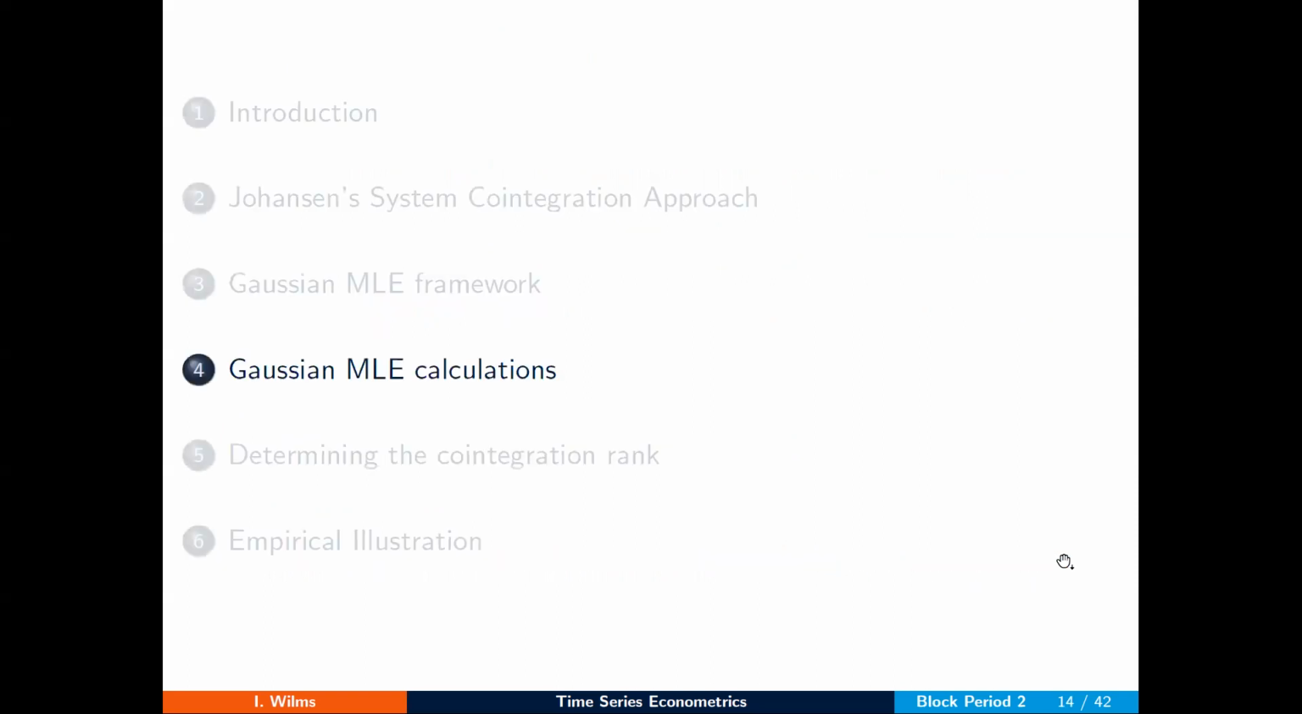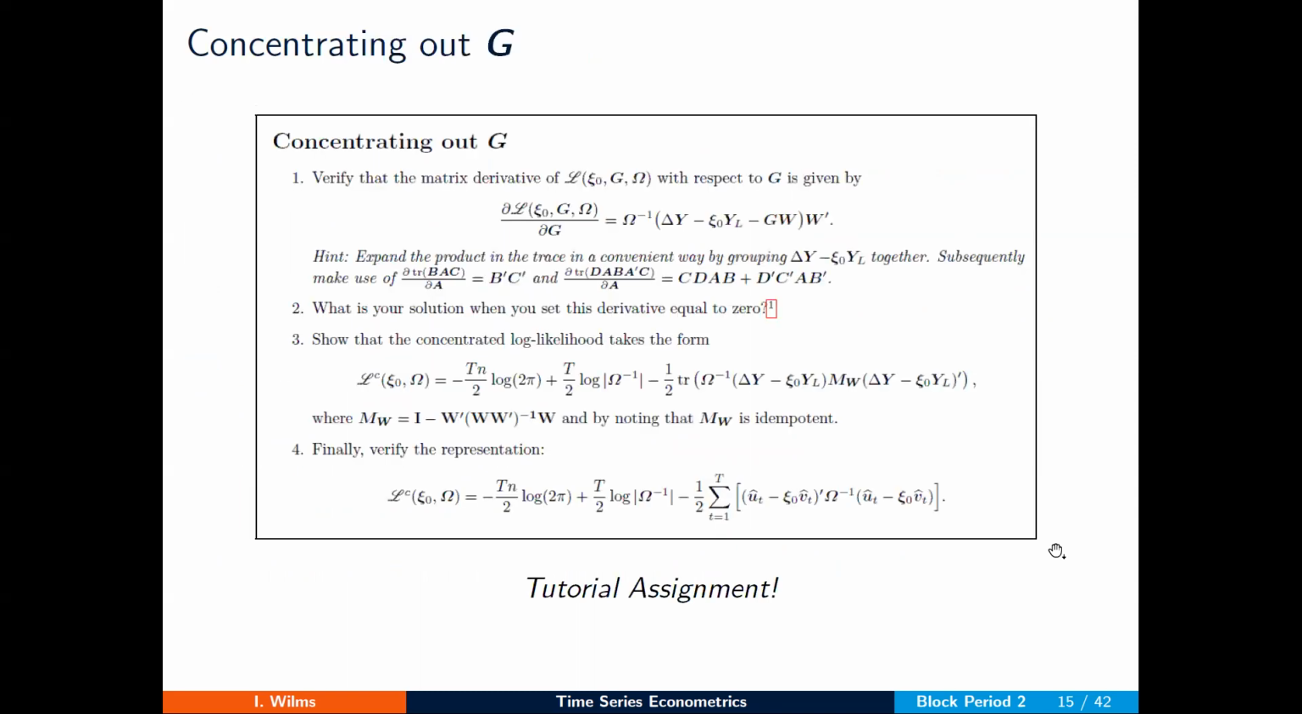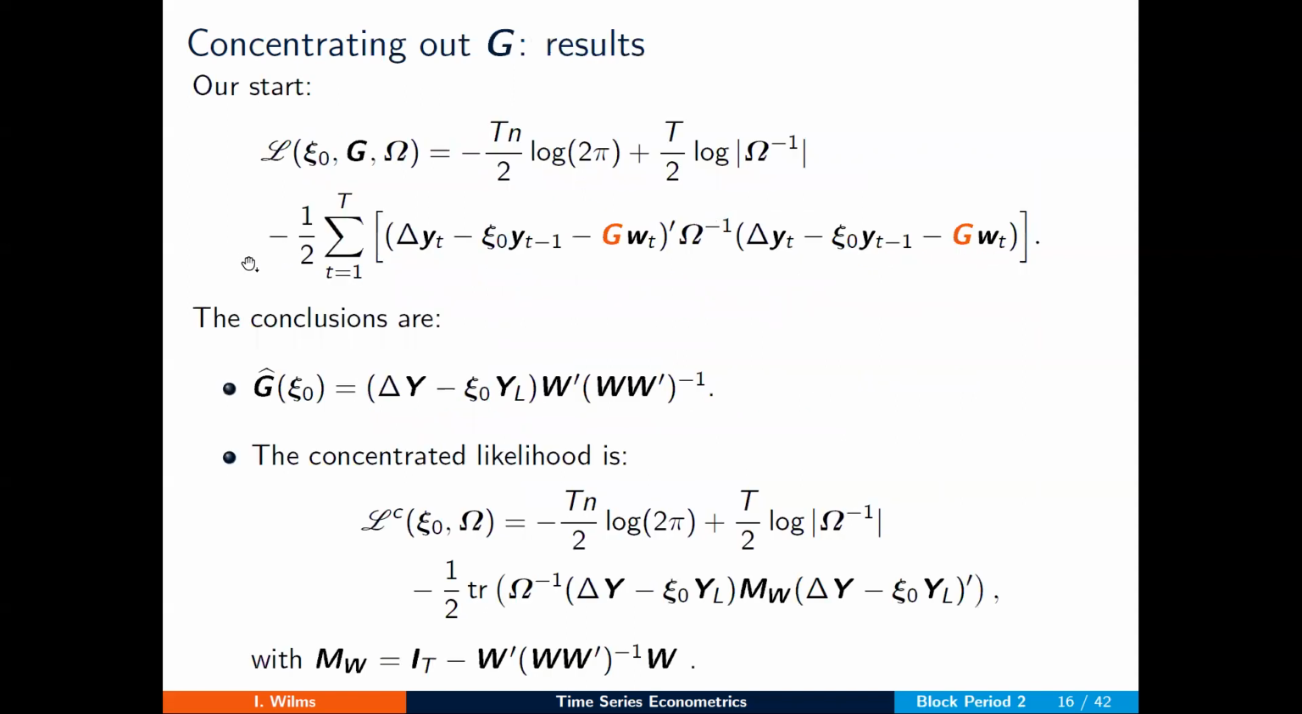So let's dive in. And the first thing that we will need to do is find the optimal value for G, holding psi naught and omega fixed. Now, the steps that are involved here are rather straightforward, and we will dive into these during the tutorial. Let's rather have today a look at the intuition of what is going on on the lecture slide. So we start from the log likelihood, where we need to maximize with respect to G, and we keep psi naught and omega fixed.